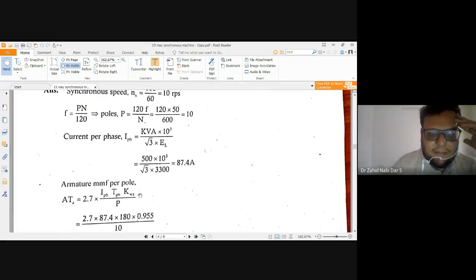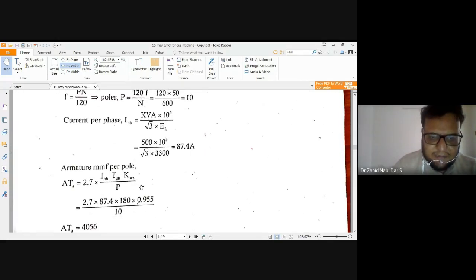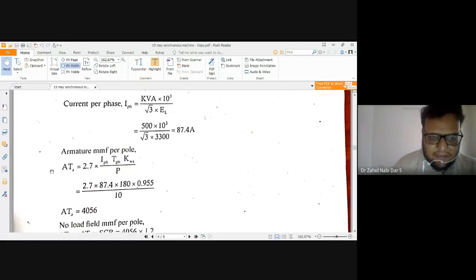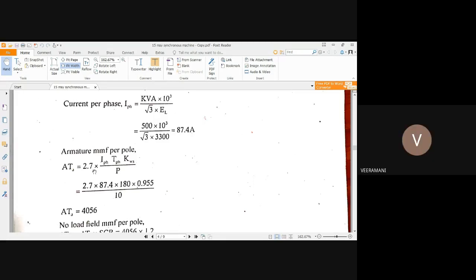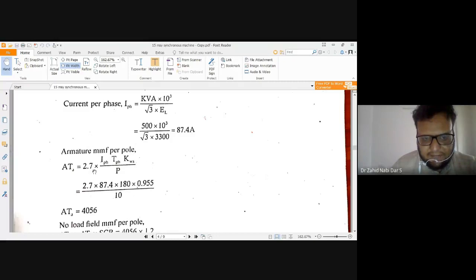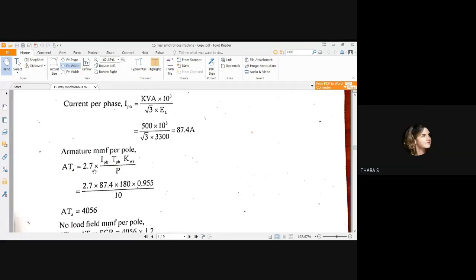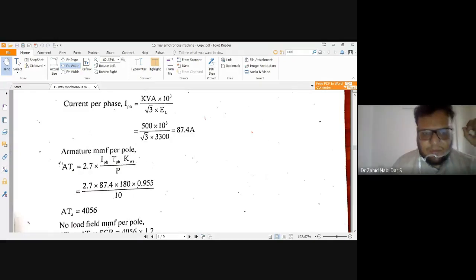Now armature MMF per pole. So armature MMF per pole, this formula, 2-3 days back, this ampere turns we saw. This you have to remember. Here this formula you should know. That is 2.7. This we derived. Viramani, you remember? Thara? We derived this. Yes, sir. We have derived this. So you have to remember armature MMF per pole is 2.7 into I phase, T phase, kWsp.